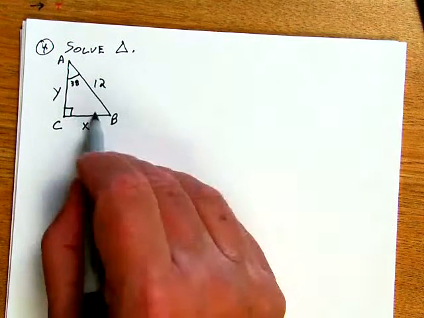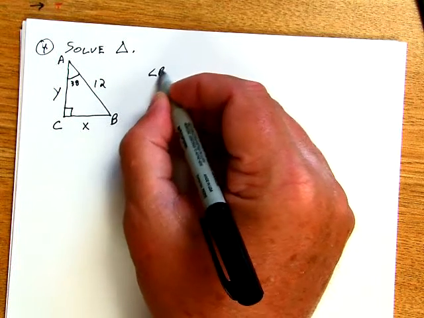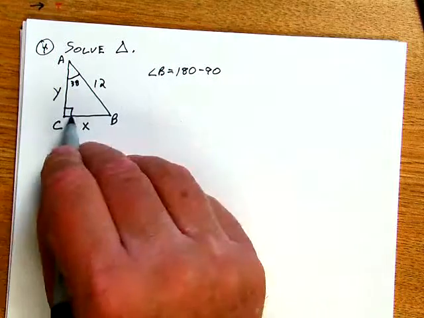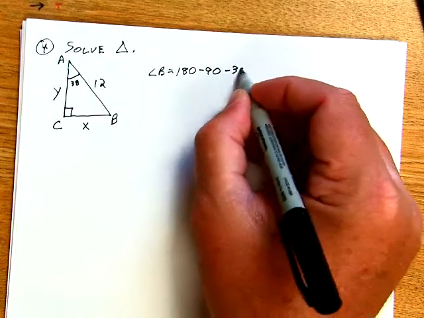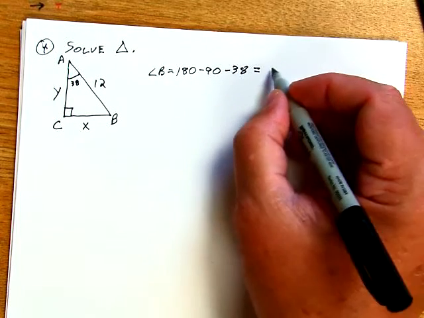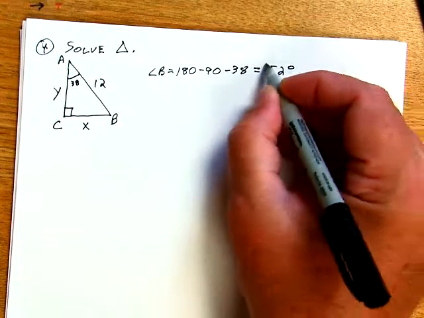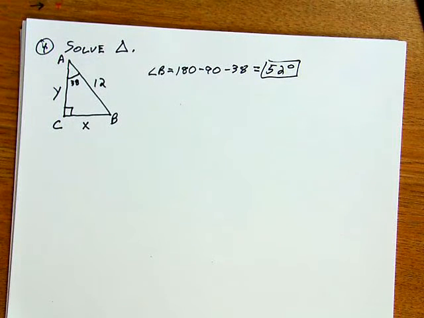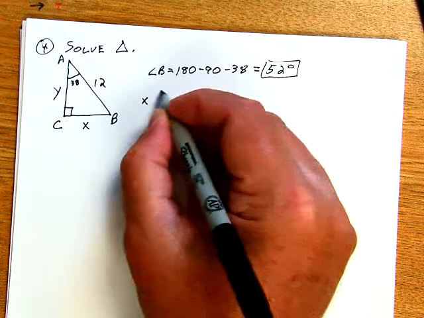Okay, so let's start with angle B. Angle B is equal to 180 minus 90, which is the C, minus another 38, which is what we were given. And that leaves us with 52 degrees. So we've just solved one piece of the pie. It's 52 degrees. Now let's figure out X.